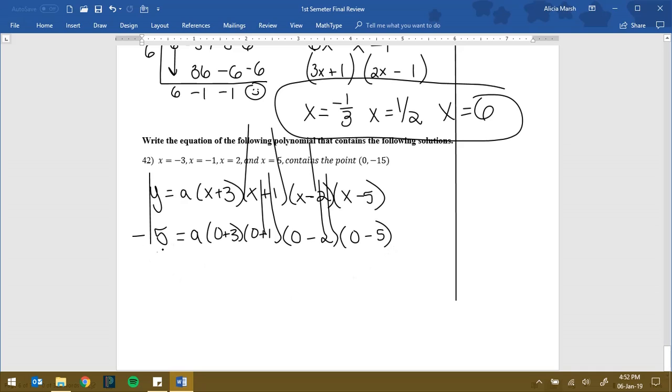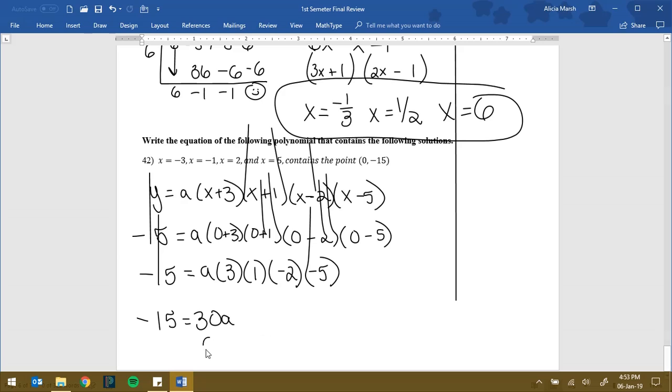Sorry about all the lines. Negative 15 equals, well, that's an a. This would be 3. That'd be a 1. A negative 2. And a negative 5. Okay, let's do this math. 30, right? That looks like 30. 30a. So a is negative 1/2.